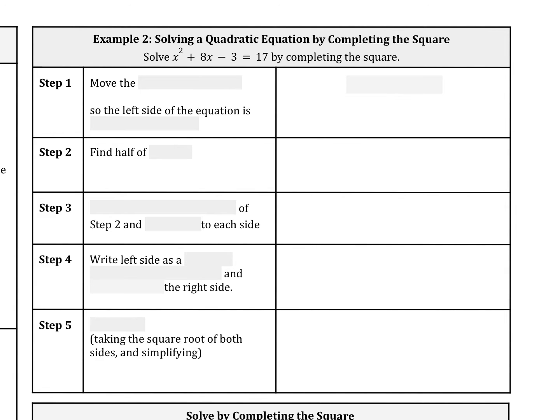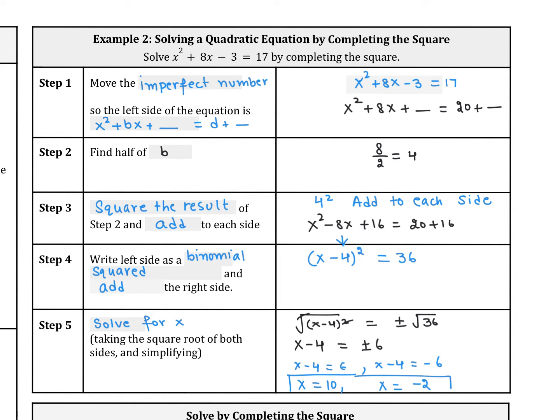9.1 to 9.3 review, example number 2: solving a quadratic equation by completing the square. The first step is to move the constant to the other side. The x term should be by itself, and the constant should be on the other side. So that's why you're going to add 3 on both sides. You get x squared plus 8x equals 20.